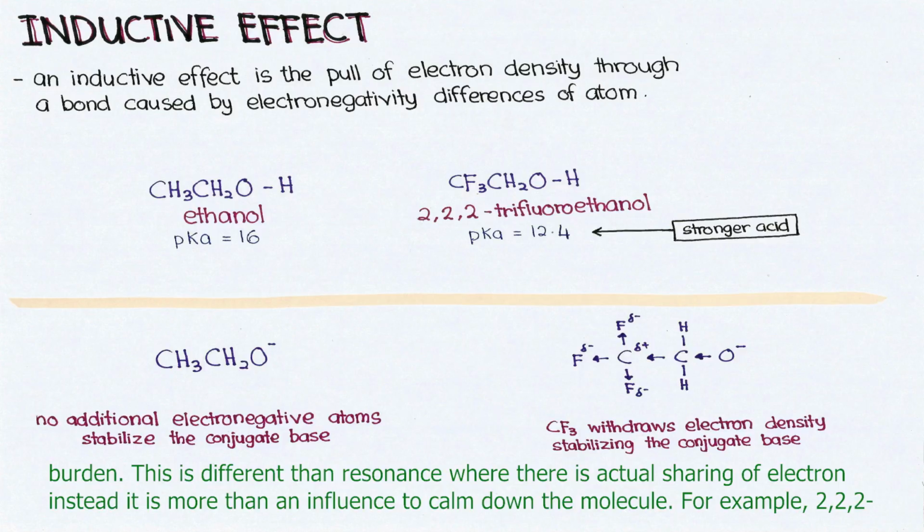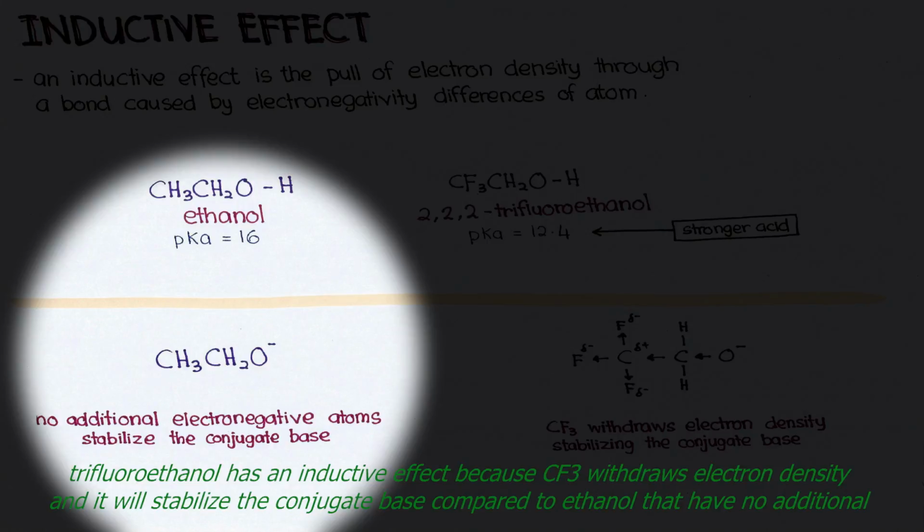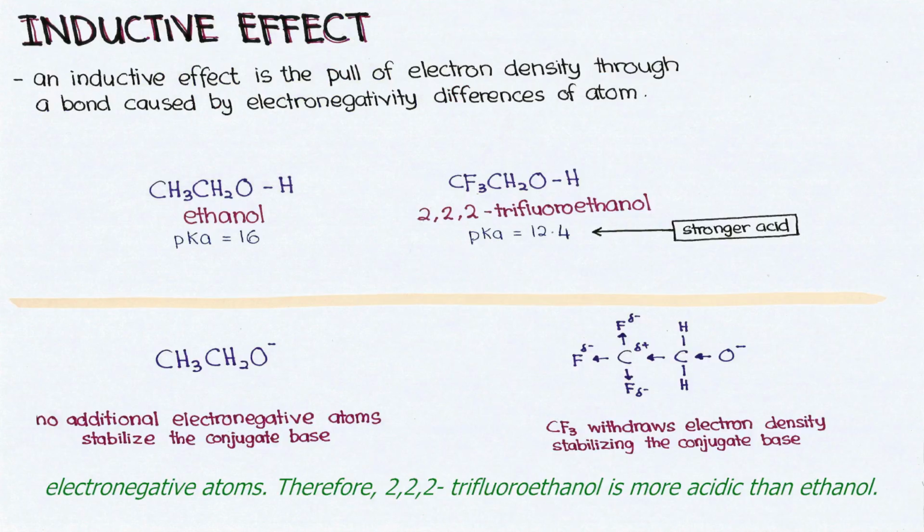This is different from resonance, where there is actual sharing of electrons. It is more of an influence to calm down the molecule. For example, 2,2,2-trifluoroethanol has an inductive effect because CF3 withdraws electron density and will stabilize the conjugate base, compared to ethanol, which has no additional electronegative atoms. Therefore, 2,2,2-trifluoroethanol is more acidic than ethanol.